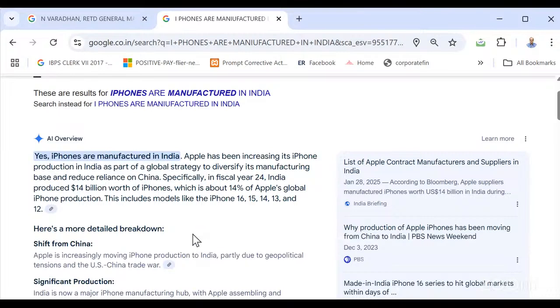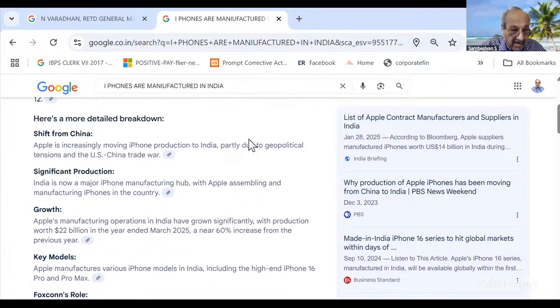iPhones are manufactured in India. Apple has been increasing its iPhone production in India as part of a global strategy to diversify its manufacturing base and reduce reliance on China. Specifically, in fiscal year 24, India produced $14 billion worth of iPhones, which is about 14% of Apple's global iPhone production. This includes models like the iPhone 16, 15, 14, 13, and 12.